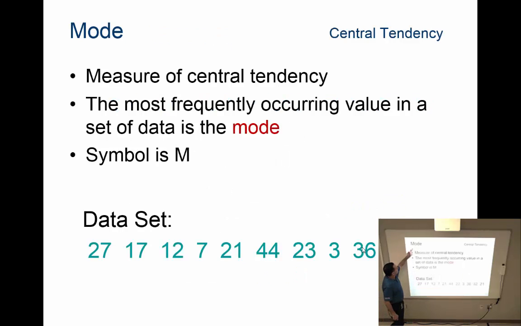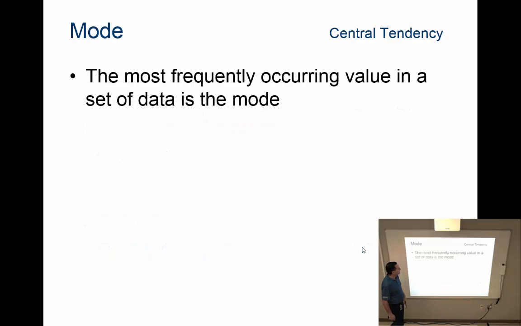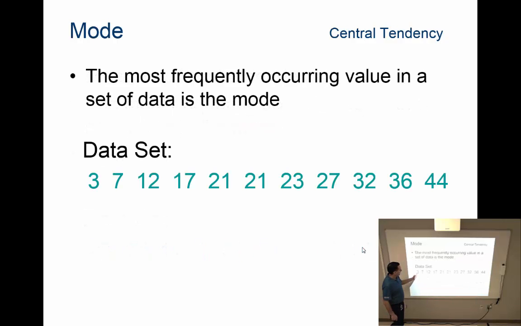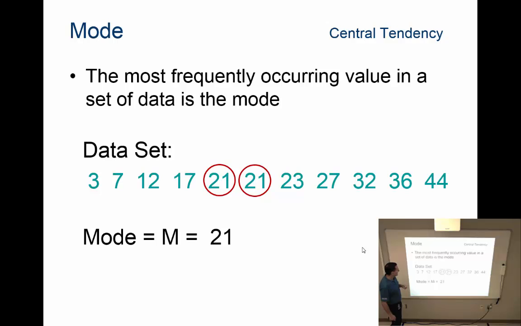All right, let's talk about the next central tendency, which is the mode. It's going to be the most frequently occurring value in a set of data. That's the mode. The symbol for mode is a capital M. Using this data set, I'm looking for the data points that occur most often. It is easier if you rearrange this in numerical order from the smallest to the largest, and then look for numbers that are reoccurring. So if I'm looking at this, I see 21, there's two 21s, and this is going to be the mode for this data set.